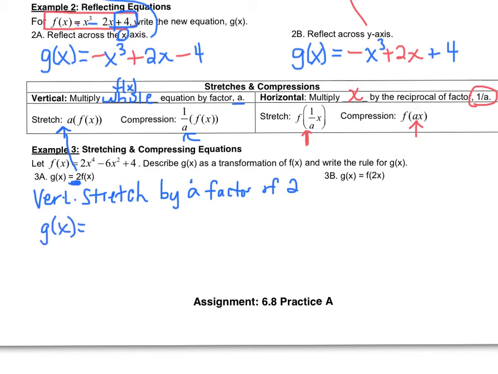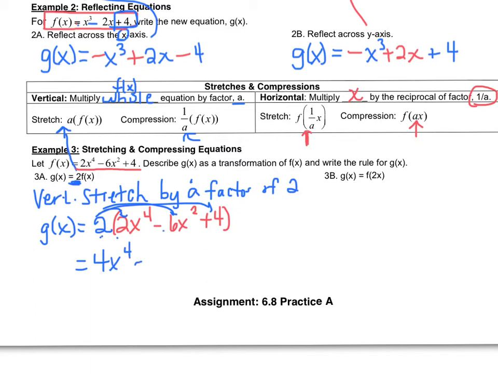Now we will write the new equation. g of x equals 2, and now instead of writing f of x, we're going to write down all of that inside parentheses: 2x to the 4th minus 6x squared plus 4. The last thing we have to do is just distribute the 2 by multiplying it by each of those numbers, and we'll be done. So 2 times 2 is 4x to the 4th. 2 times negative 6 is minus 12x squared, and 2 times 4 is 8. So that equation right there is the final answer. If you were to graph the original and the new one, you would see that the new one is stretched up taller.